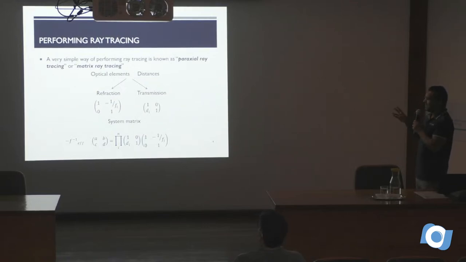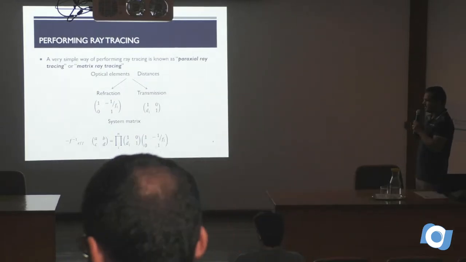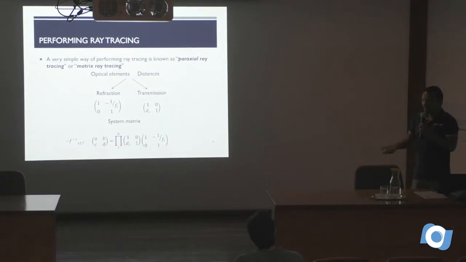We have the refraction, it's called, in quotes, refraction, because we can also have reflection and diffraction. And transmission. So in this refraction matrix, we have the optical elements, and in the transmission, we have the distances between the elements. Okay, the resulting system will be the multiplication of every optical element in that system. This is a multiplication, right? And what we will calculate at the end will be the focal length. That will be the result of this operation.